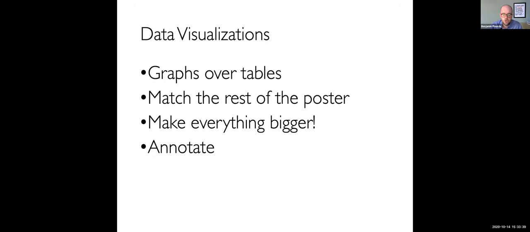Annotate your graphs. Show the audience what to look at. Don't expect them to figure it out. Circles, arrows. Make it look nice. It should be high quality to blend in with the rest of the poster.